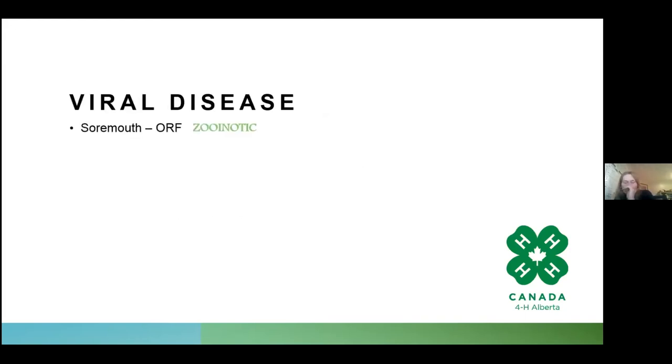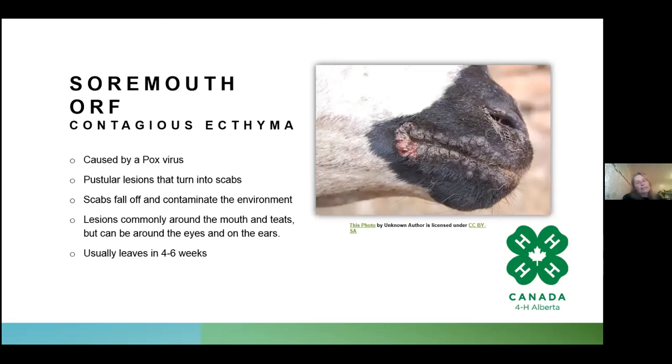Alrighty, viral diseases, there are lots of them, but in our situation, the only really significant one I wanted to pull up was sore mouth or ORF. Again, another zoonotic disease, so wear gloves when you're handling. Sore mouth is a contagious ecthyma. It is a virus, a pox virus. It's microscopic as well. It usually starts with little pimples.